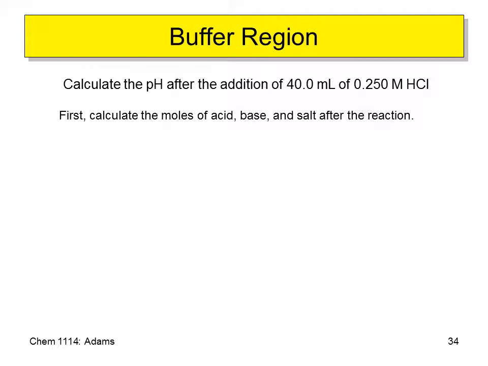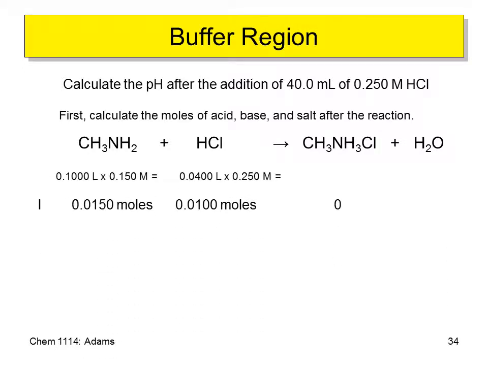Alright, 1B asks us to calculate the pH after the addition of 40 milliliters of 0.250 molar hydrochloric acid. We're going to use step 1. First, calculate the moles of the acid, base, and salt present after the reaction. Here's our acid-base or base-acid reaction equation. And our moles is the volume times the molarity.